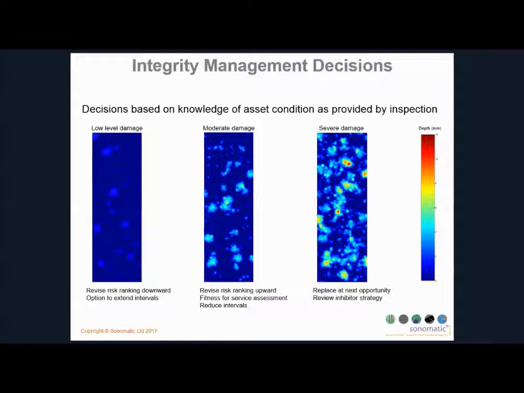And finally, this here shows a situation where the inspection data shows severe damage, and in this instance, for example, we might want to replace this equipment item at the next opportunity. We may want to take other action like re-rating or reviewing an inhibitor strategy. So those are just simple examples of where inspection data allows you to make decisions.